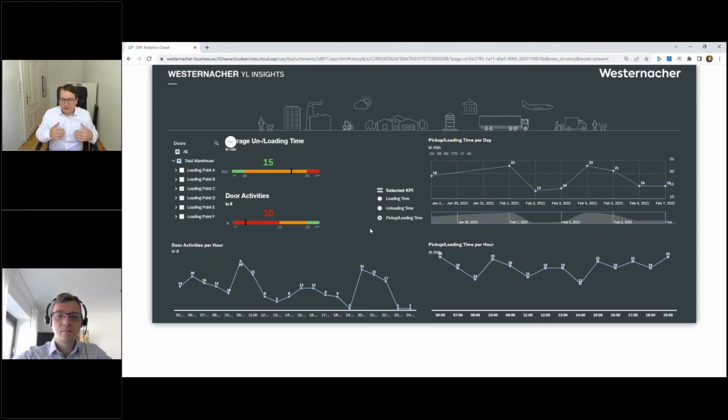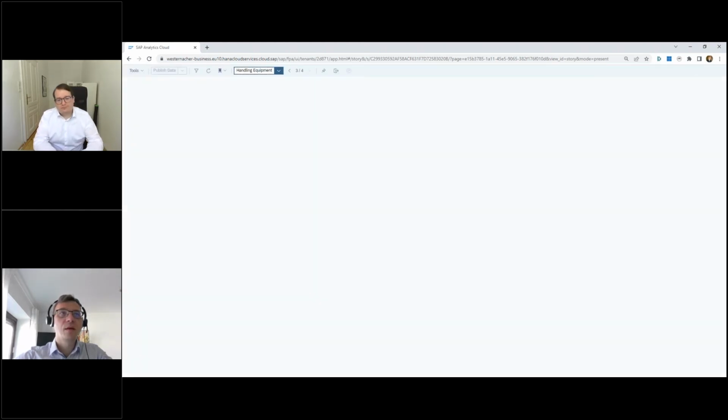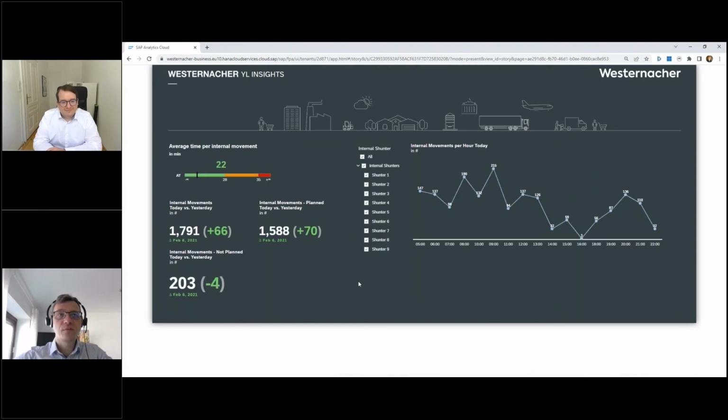When you directly have this data in reporting once it was executed outside in the yard, this is a major benefit, not having to wait for a certain time period like a week or a month, but directly having it at the time it happens. Mm-hmm. Absolutely. And of course, we can also have this information available for the handling equipment.